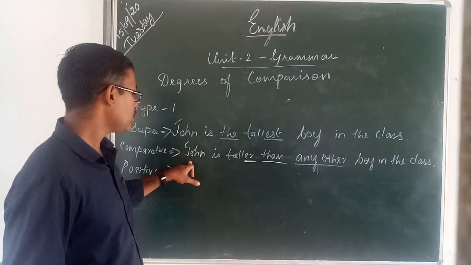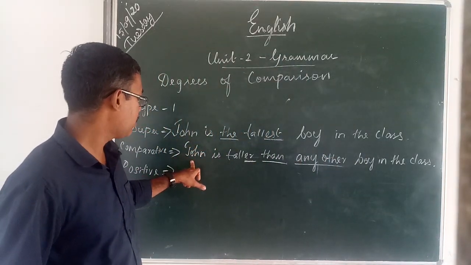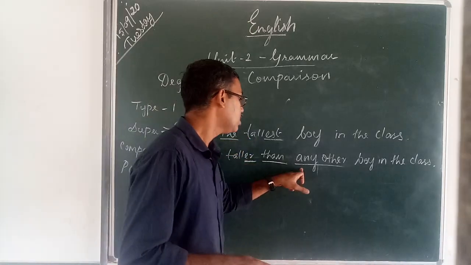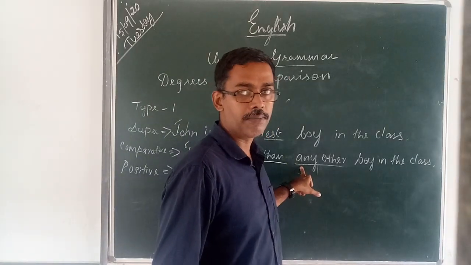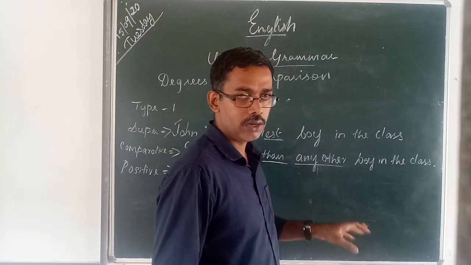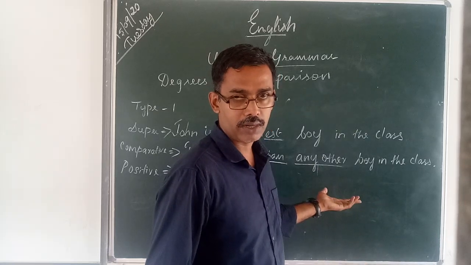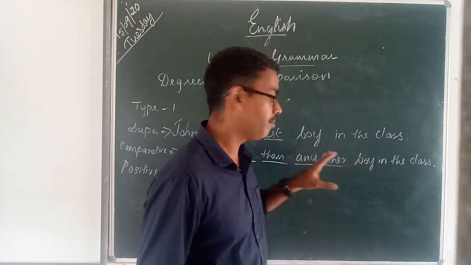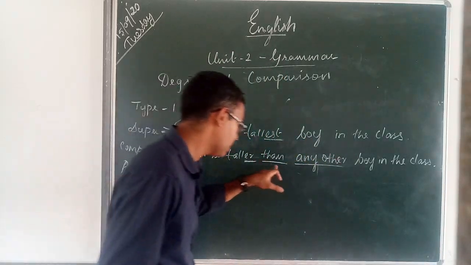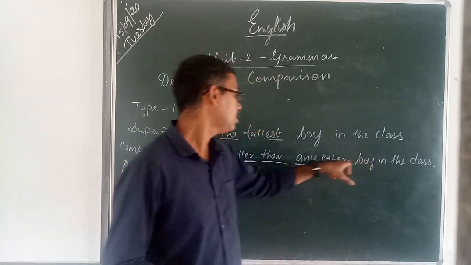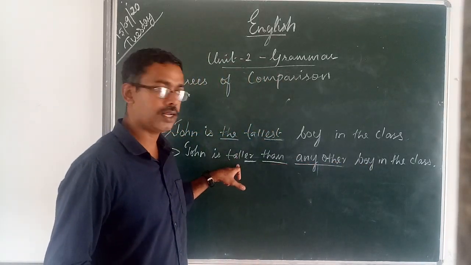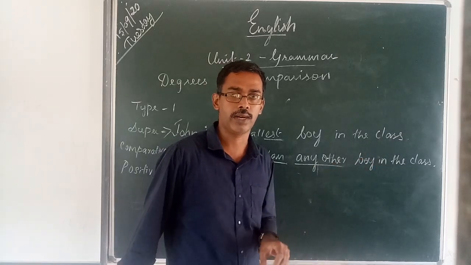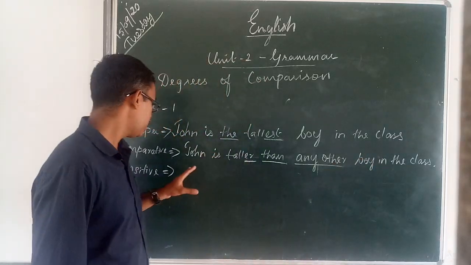Here, when you are writing the comparative, the same sentence: John is taller than... This is the important thing: any other boy. Any other means no one else will be there. That's important. Except John, no one will be taller. That's the meaning of this line. John is taller than any other boy in the class. This is important: taller than any other boy in the class. Just note it down.